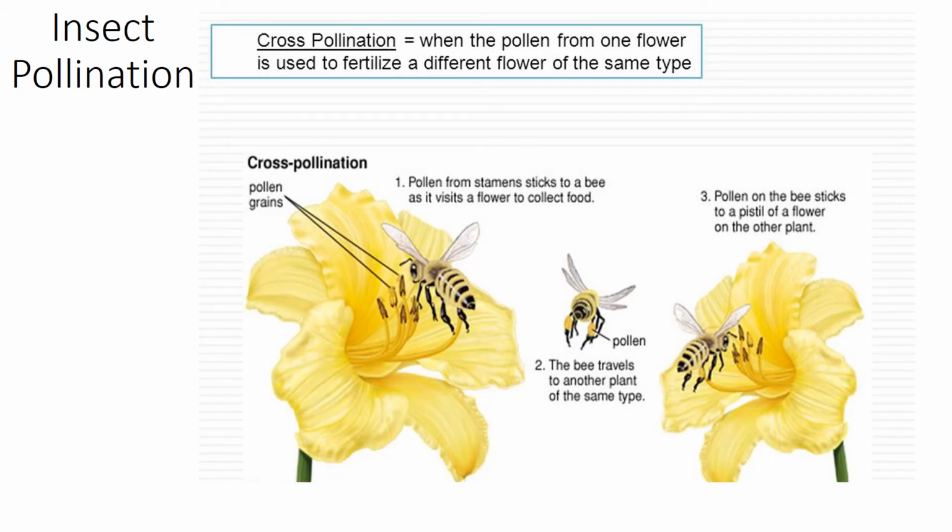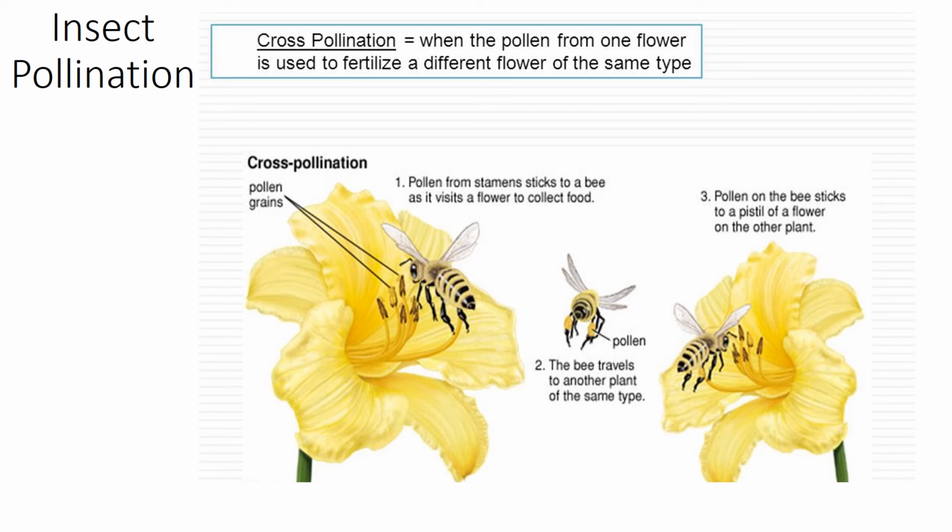The second type is insect-pollinated flowers. So insect-pollinated flowers, basically they attract insects. The insect will land on the flower, and then the pollen will stick to that insect. It will then travel to another plant of the same type, and then the pollen that's stuck to it will get caught by the other flower and trapped, and that's how the pollen gets passed along.